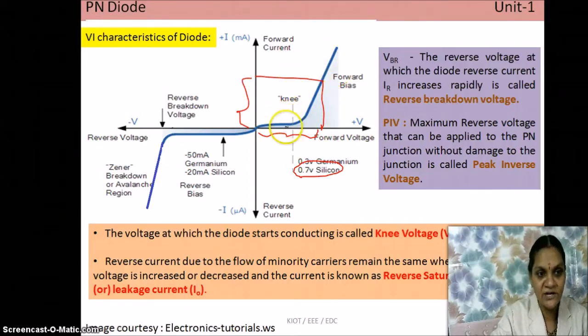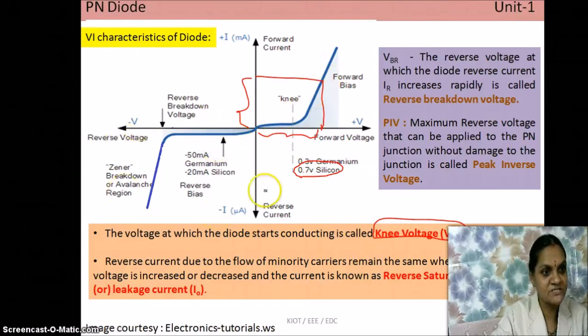And the point at which the diode starts to conduct is called the Knee point or Knee voltage. So this is the Knee voltage. What is the value of Knee voltage? This is 0.7 volt for silicon diode and 0.3 volt for germanium diode. This is the Knee voltage. This is an important definition for 2 marks. And that's all about the forward characteristics.